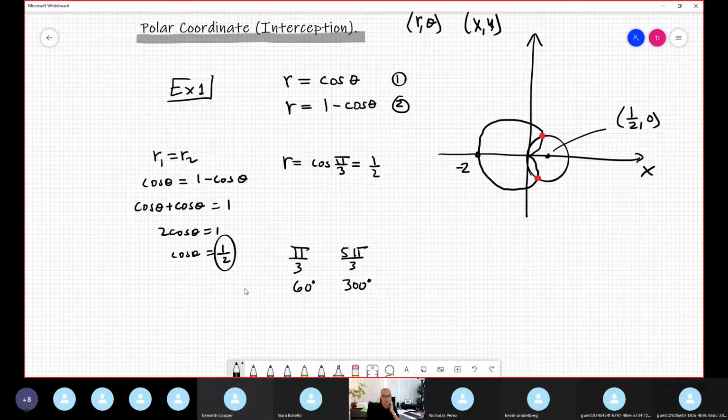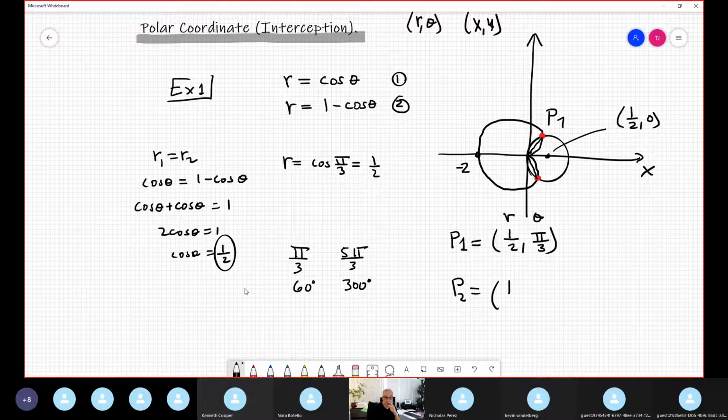Now, both radii are 1/2. Entonces, point 1, let me call it P1, would be in polar 1/2, comma, pi over 3. Remember in polar, this is r and this is theta. And P2 is also 1/2, because it's the same radius, but this is 5 pi over 3, 300 degrees. Just the P2.